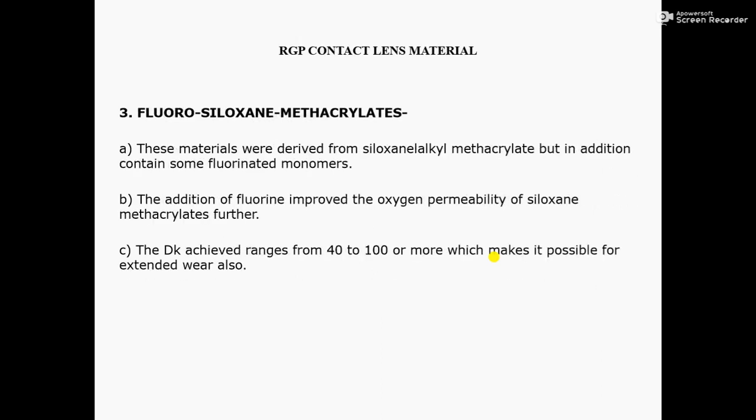Next, number three, fluorosiloxane methacrylates. Here, these materials were derived from siloxane alkyl methacrylate, but in addition contain some fluorinated monomers. The addition of fluorine improved the oxygen permeability of siloxane methacrylates further. The Dk ranges from 40 to 100 or more, which makes extended wear possible also.